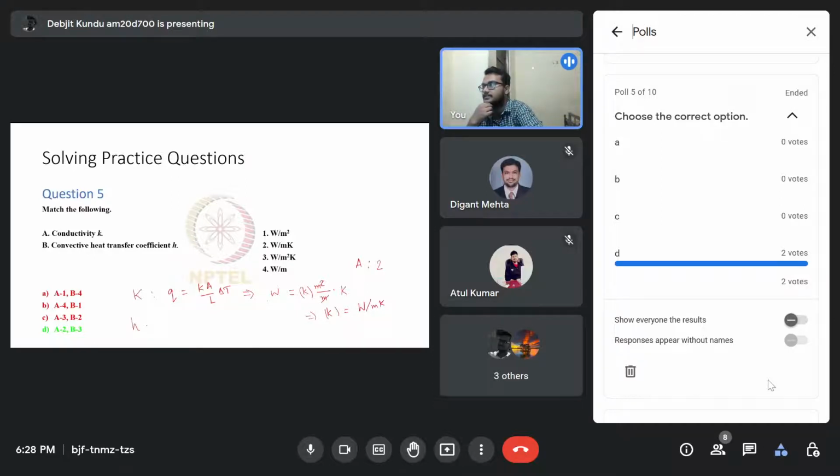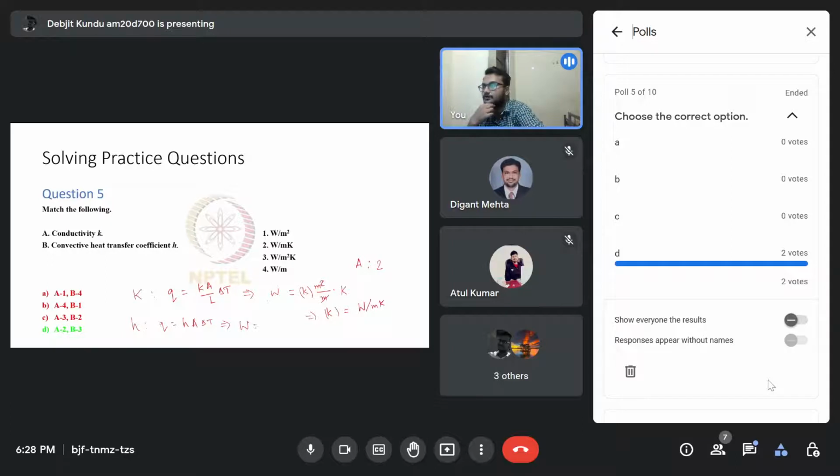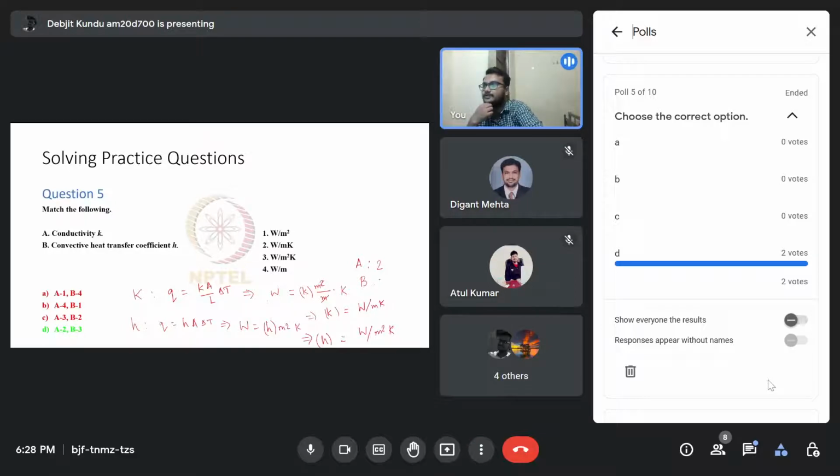If we look at heat transfer coefficient H, then also we can see that Q can be written as H A into delta T, and using a similar approach, watt equals H, meter square, and Kelvin. So from here we can say that the unit of H should be watt per meter square Kelvin. So B would correspond to option 3 in the second column. So this A2 and B3 would be the correct solution. So option D is the correct one.